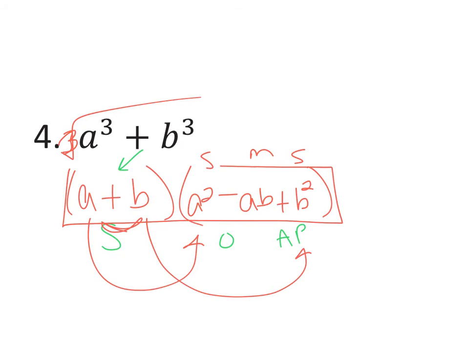I kind of think of it like this. This is the first term, so you square the first term to be the first term. This is the last term, so I square the last term to be the last term. To get my middle term, I just bring those two together with multiplication.